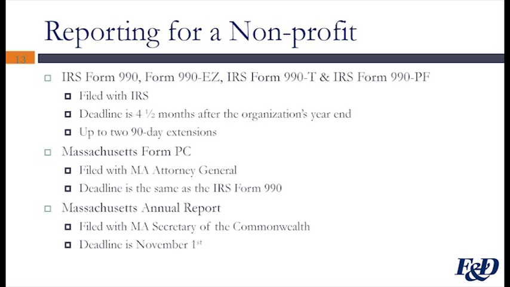If you're in Massachusetts, the Form PC is the Form Public Charity. It's filed with the Massachusetts Attorney General, and the deadline is the same as the IRS Form 990. And then also the Massachusetts Annual Report, you file that with the Massachusetts Secretary of the Commonwealth, and the deadline for that is November 1st of every year.